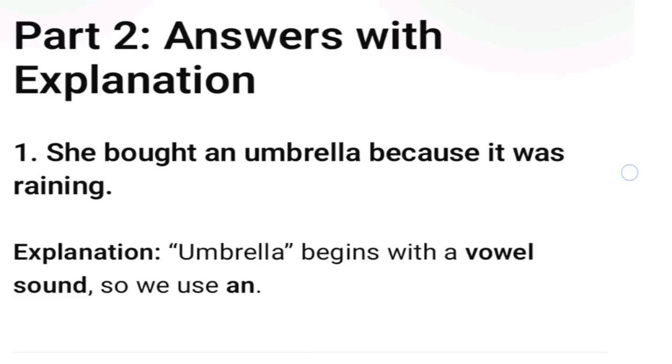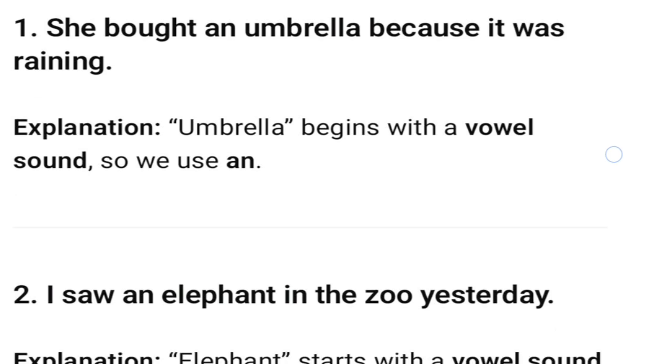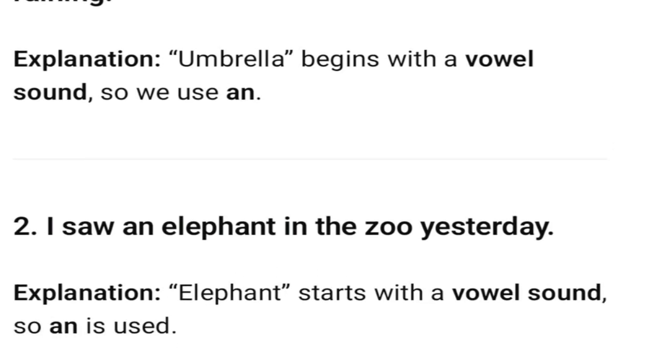Question 1 was, she bought dash umbrella because it was raining. Which article has been used? Article an has been used with umbrella. Why? Because umbrella begins with a vowel sound, so we use an with this: an umbrella. We have used article an with this. Question 2 was, I saw dash elephant in the zoo yesterday.